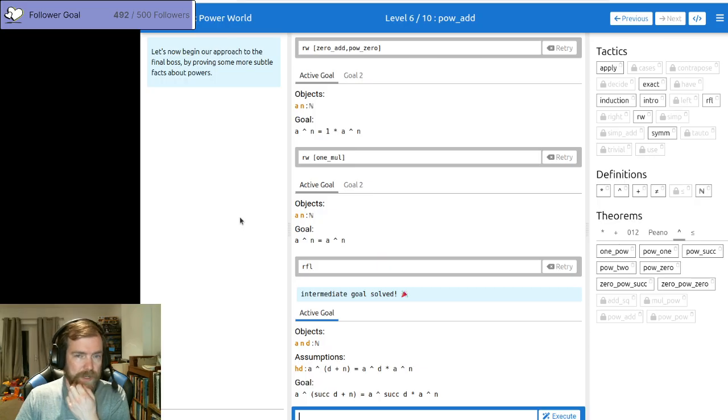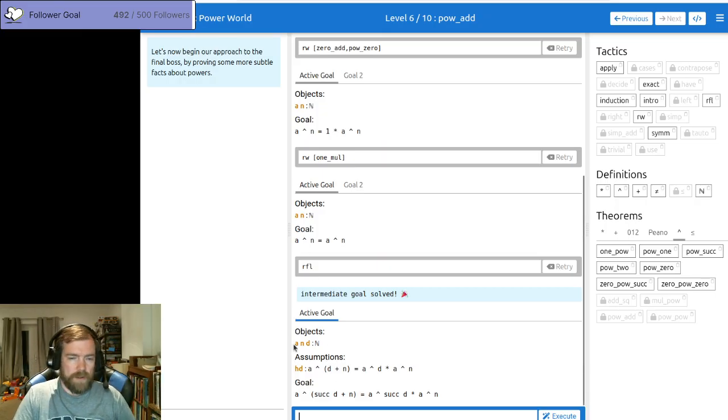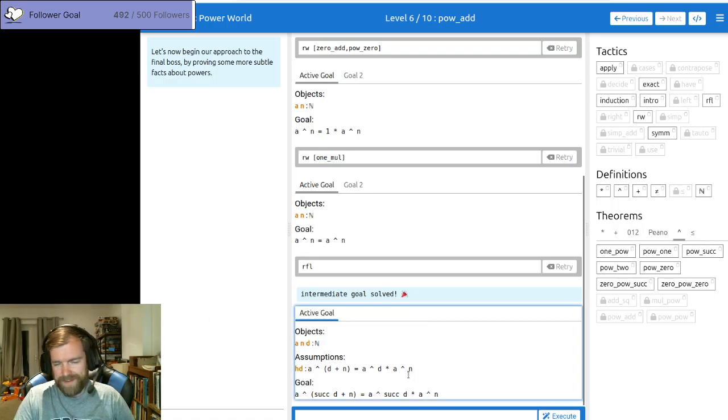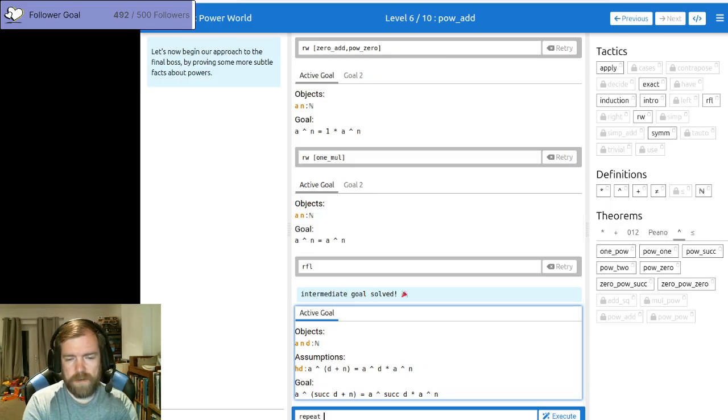Alright, so now we have the intermediate goal where m is 0, and then we need to assume that m is just some d value that's further out there, in our natural numbers. Right, so here, repeat, rewrite, oops, successor. No, not repeat, because these are not doing the same thing. Successor add, and also power successor.